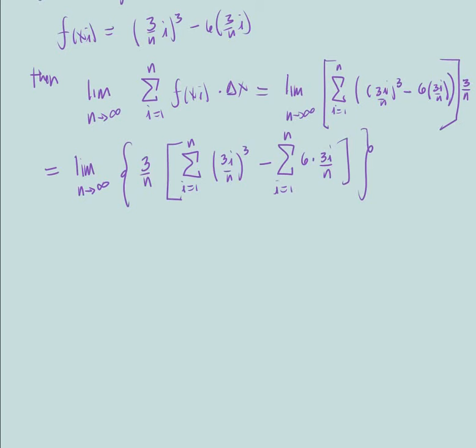Now we see I separated this into two summations. I took the 3 over n in front of the summation because it doesn't have any i, so it can go outside the summation. So we put here the 3 over n that was the delta x, and then we have the summation of 3i divided by n cubed, which is this one alone, minus 6 times 3i divided by n, which is this one.